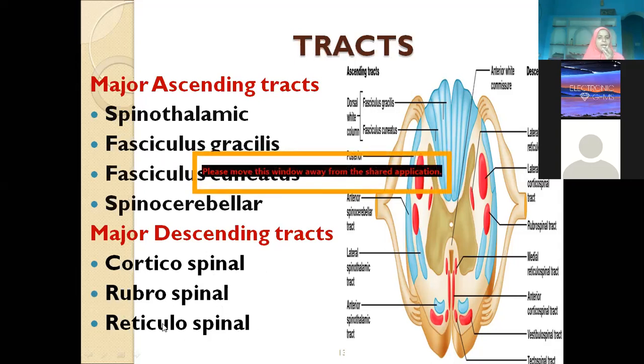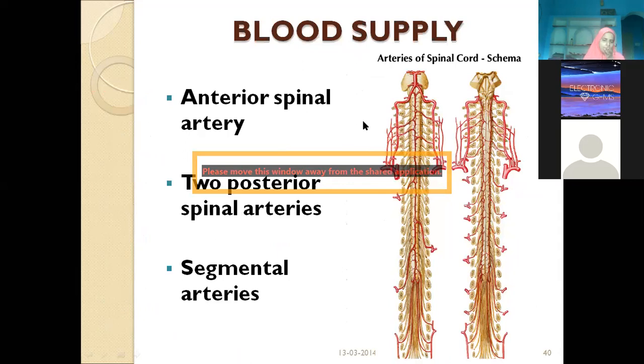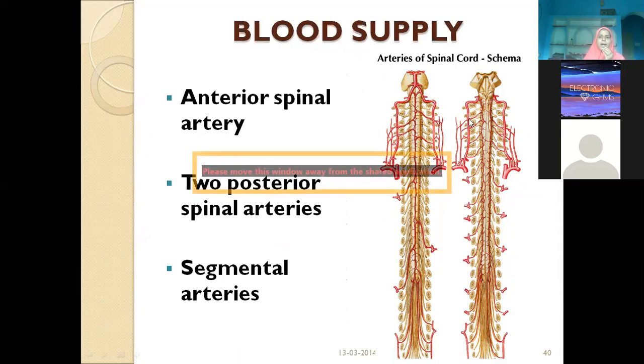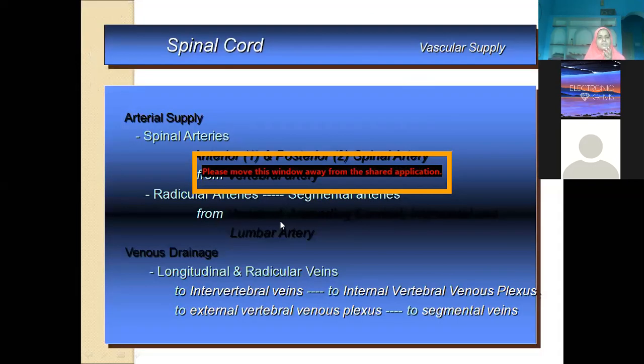Rubro means red nucleus. Where do we see it? In the midbrain. Reticular formation we see throughout the brainstem: the midbrain, pons, and medulla. Coming to the blood supply of the spinal cord, we have the anterior spinal artery and posterior spinal arteries. The anterior spinal artery is 1 in number and posterior spinal arteries are 2 in number. And apart from that, we also have segmental arteries.